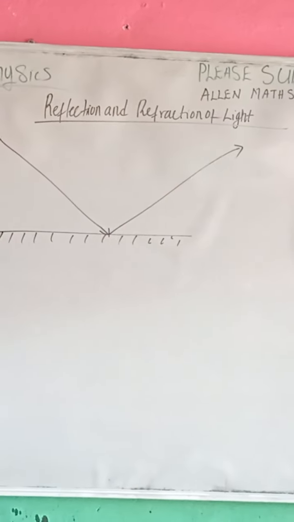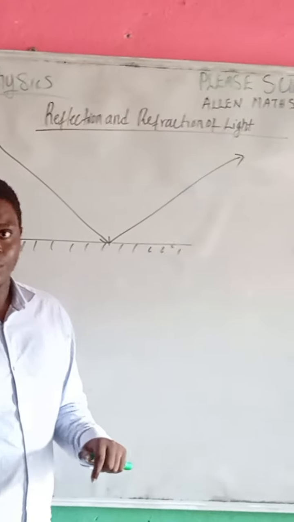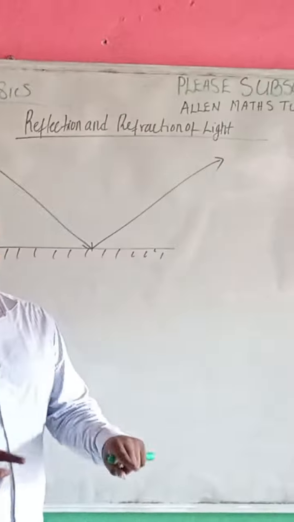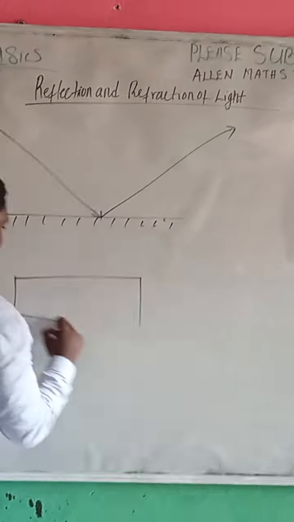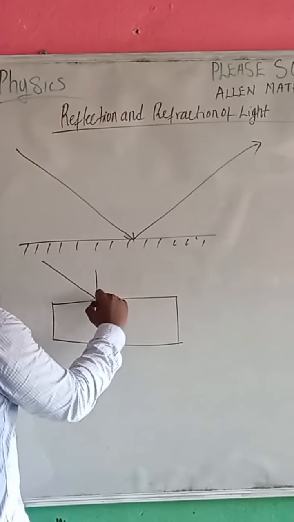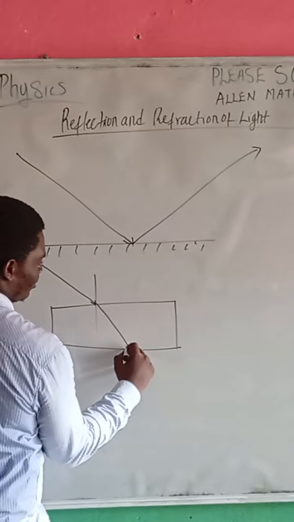But refraction is when there is a change in speed and direction of light when it passes between two media of different densities. For example, we have the glass prism, a rectangular glass prism. Air to glass. The incident ray, the refracted ray.